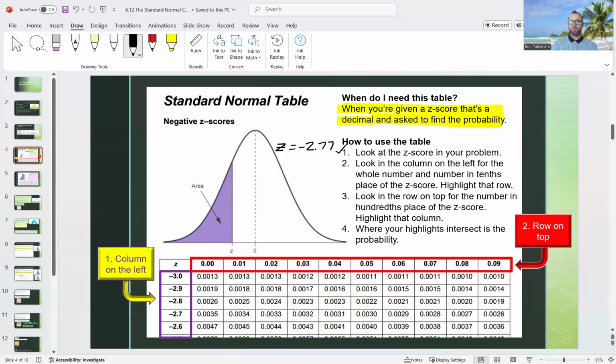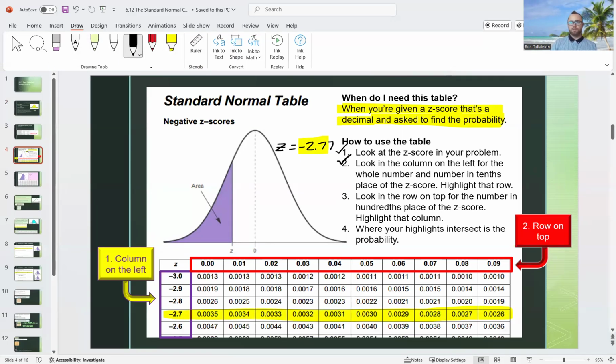So step one's done. You looked at the z-score in your problem, identified. Step two, look in the column on the left for the whole number and the number in the tens place of the z-score. So we're looking for this whole number and this number in the tens place. On the left column, -2.7 is right there. So what we're going to do is highlight that entire row. If you can't highlight, you can visually highlight or circle, print it out, however you see fit.